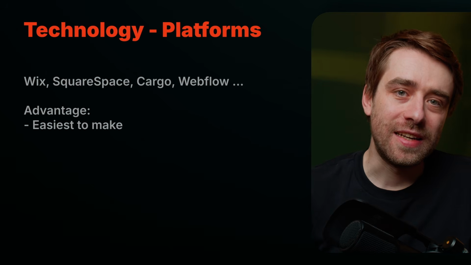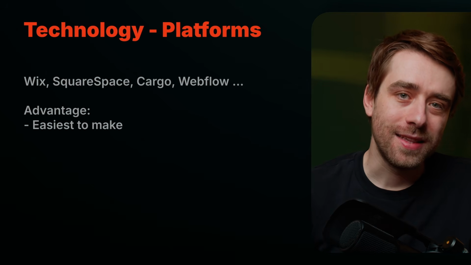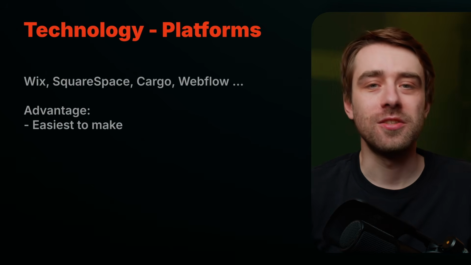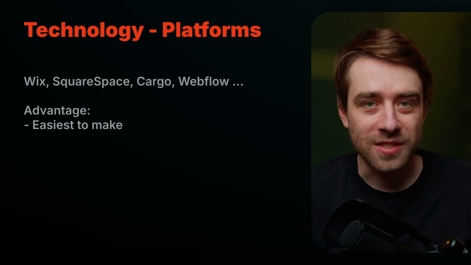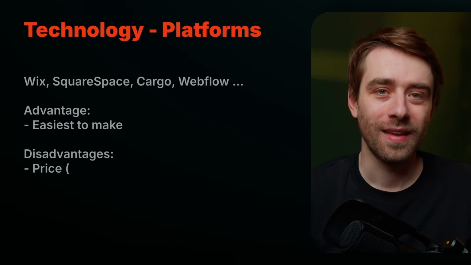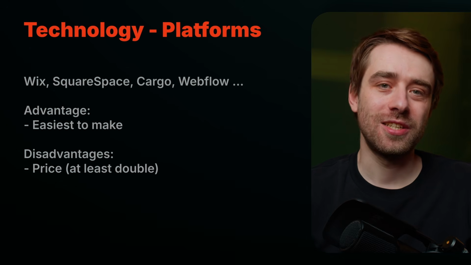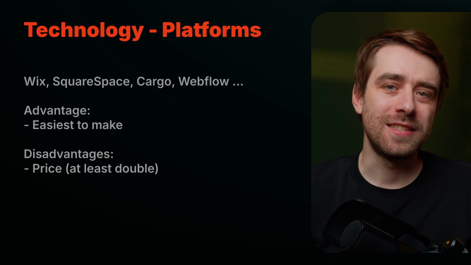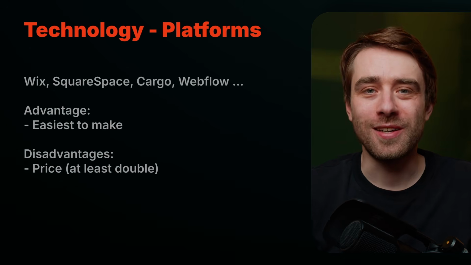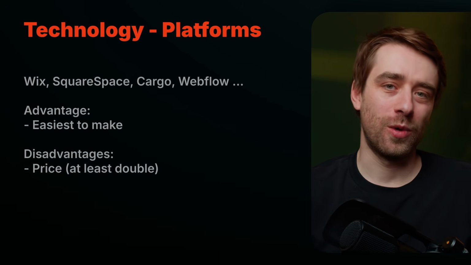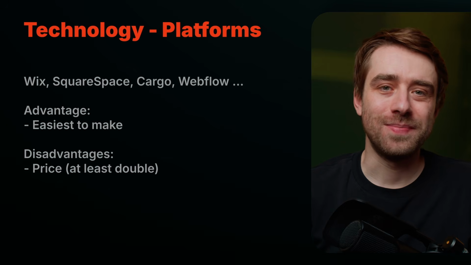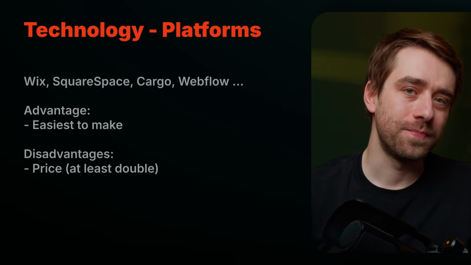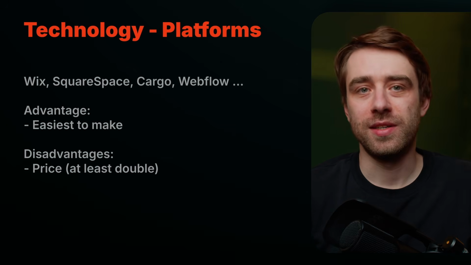The biggest advantage is definitely the fact that it's easier to make. You just go to their website, choose the domain you want, choose a template, and it's done. The biggest disadvantage is the price. It's at least double the price of what a website could cost you if you make it on WordPress. Wix starts at $17 a month, and that doesn't include the domain. The domain is always separate.